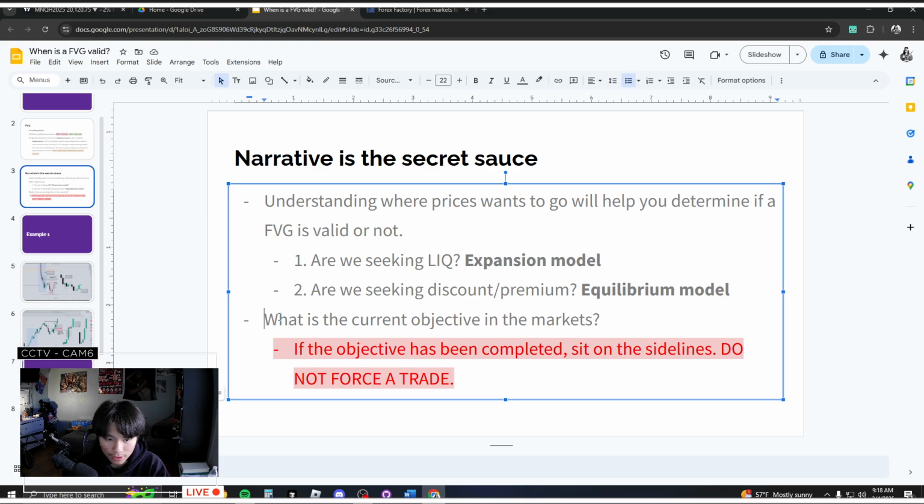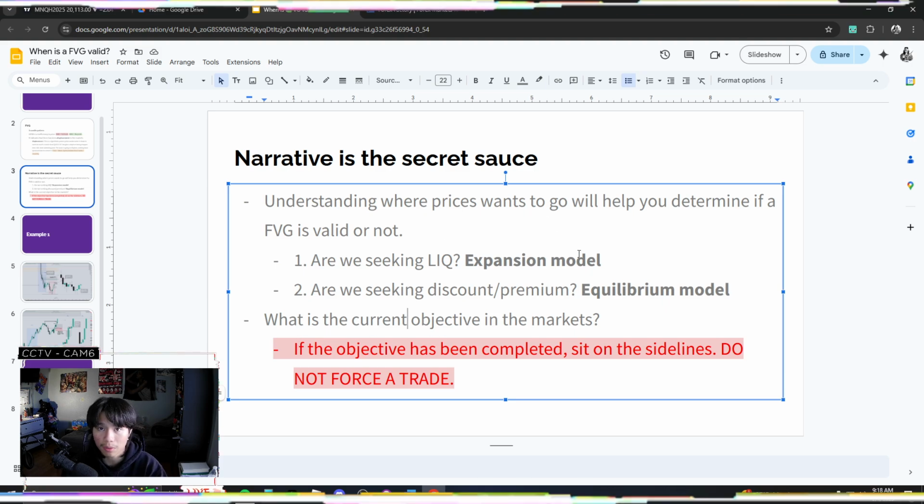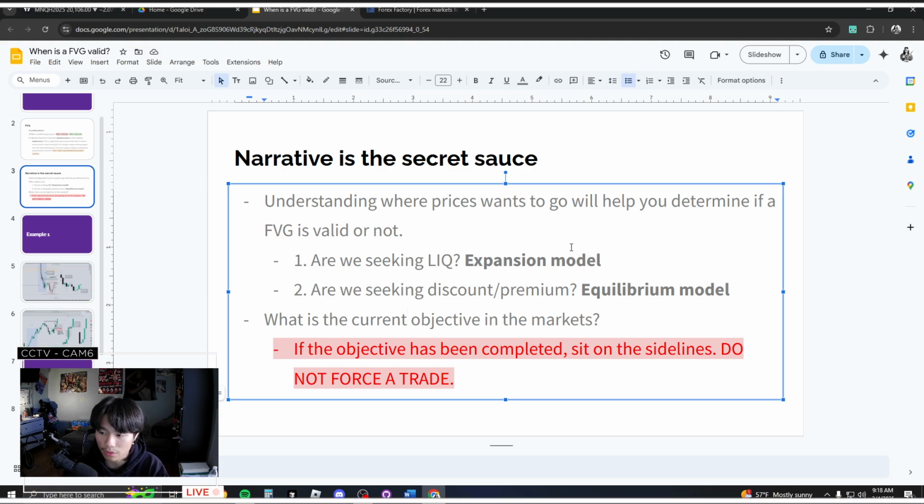So you want to ask yourself, what is the current objective in the market? If you can answer that question, then selecting the right fair value gap should be very, very easy. Look for the objective. If you have a clear objective, only look for fair value gaps that support the idea. And if the objective has already been completed, there's no need for you to force a trade. Just sit on the sidelines.